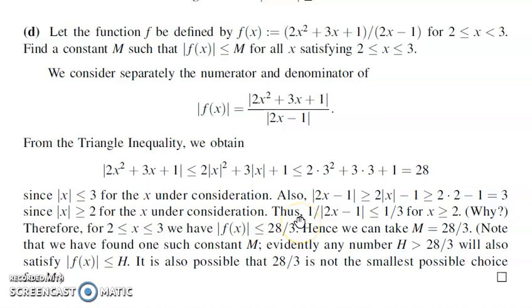Keep in mind that this is not the least number such that modulus of f of x is less than or equal to that number. There can be other numbers less than this m such that modulus of f of x is less than or equal to that number. Here we are only requested to find a particular number for which modulus of f of x is less than or equal to that number. Here we only have to find an upper bound of this function. We have found an upper bound of this function which is 28 by 3. I hope you understood.